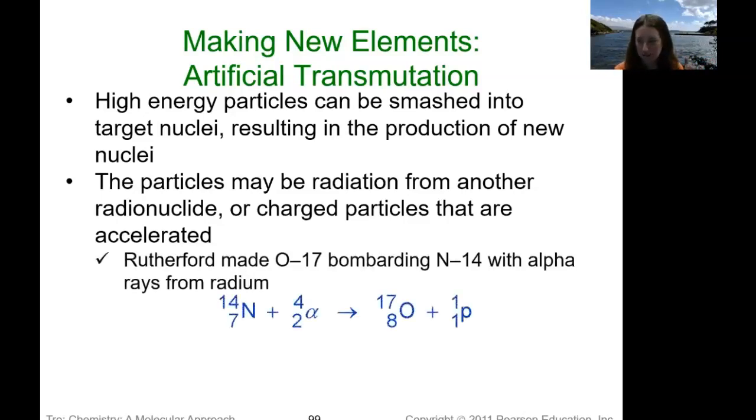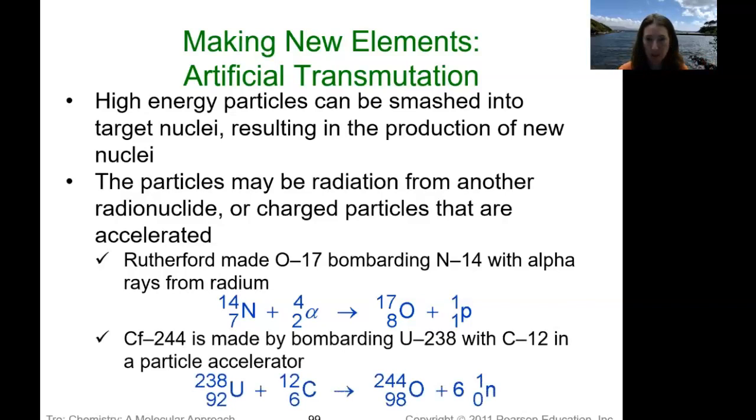The first one was made in the early 1900s. Rutherford made this one, and he made oxygen-17 by bombarding with alpha rays from radium. So he took the alpha rays from radium and bombarded nitrogen-14 with it, and together made oxygen-17. Here's another one, Cf-244. This one is made by bombarding uranium-238 with carbon-12, right? This one's in a particle accelerator, which we'll talk about. And here's our new one. So you can make all sorts of things.